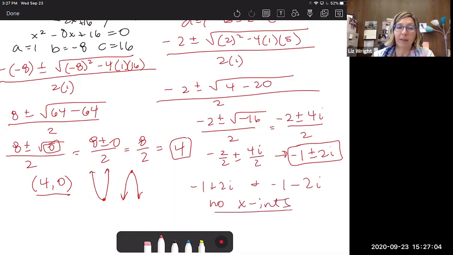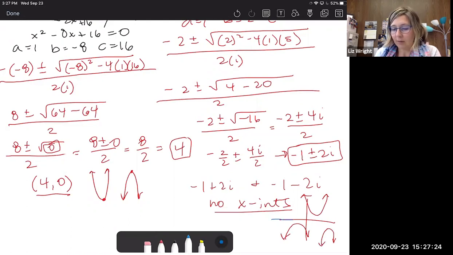And so you need to think about that. What does that mean for our parabola if we don't have any x-intercepts? What that means is if we have our grid, our parabola has moved up like this, so it never crosses the x-axis. Same thing here, or it could be like this. So that just means it's never ever crossing our x-axis, which is why we get an i in our answer, because we don't have any x-intercepts. All right.